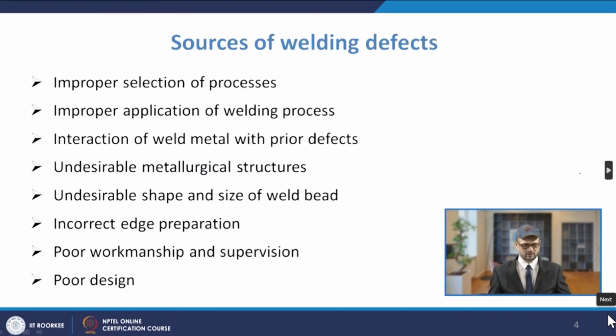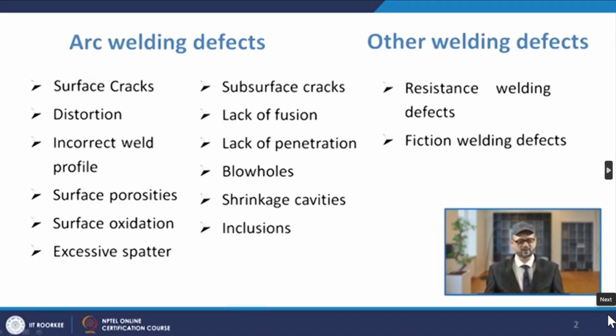From where do these defects come? One, improper selection of process parameters; improper application of the welding processes; interaction of the weld metal with prior defects; undesirable metallurgical structures; undesirable shape and size of the weld bead; incorrect edge preparation; poor workmanship and supervision; and poor design. All of these are sources of welding defects.